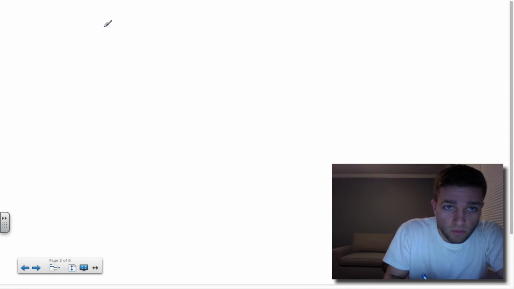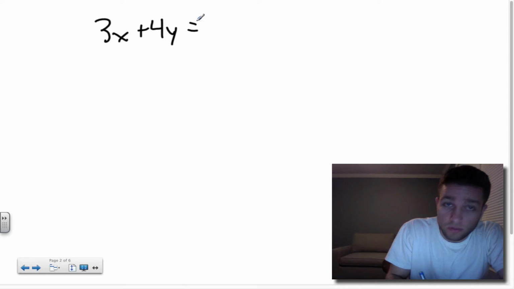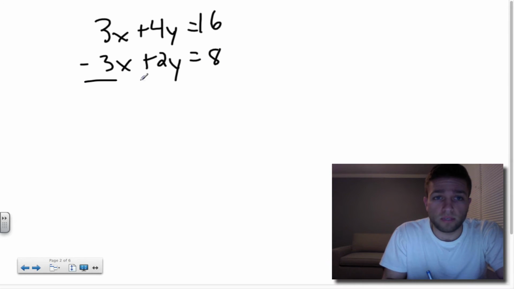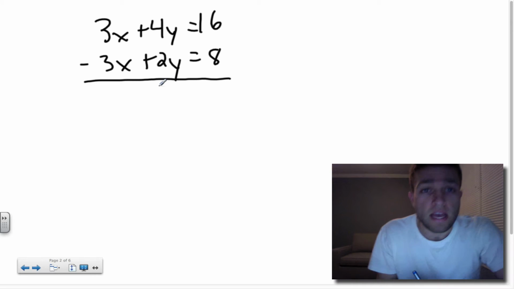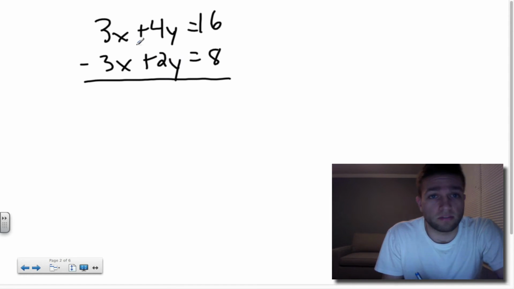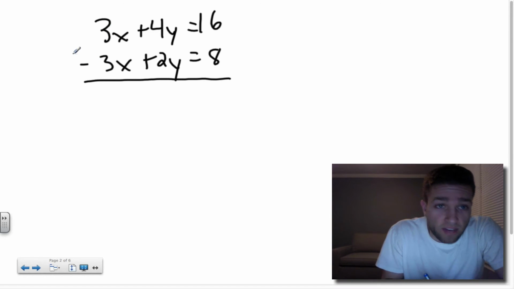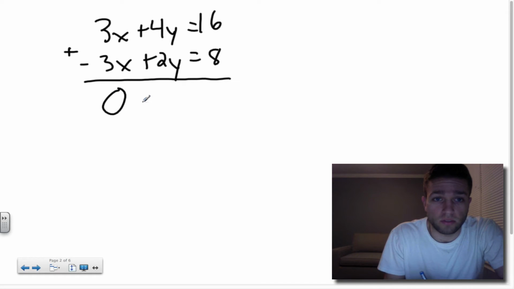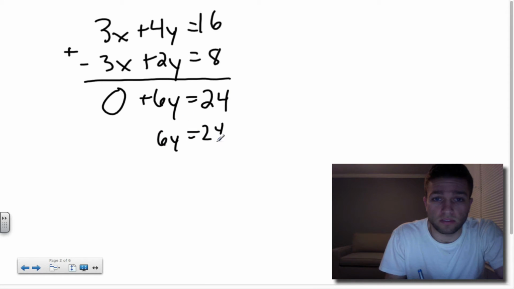Let's do 3x plus 4y equals 16, and then negative 3x plus 2y equals 8. It's going to be pretty clear to me that I'm going to use elimination because none of the variables are isolated. They don't have anything by themselves. So 3x and negative 3x, if I add those two things together, that's how they'll cancel out. So I'm going to add for this problem. 3x plus negative 3x is 0. 4y plus 2y is 6y, and 16 plus 8 is 24, so 6y equals 24. Divide by 6, y equals 4.